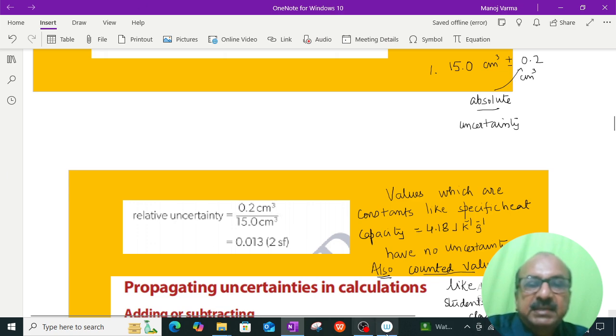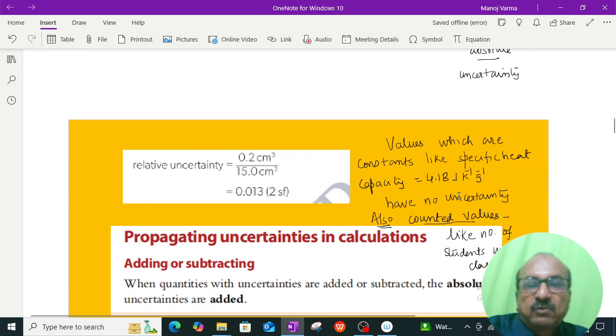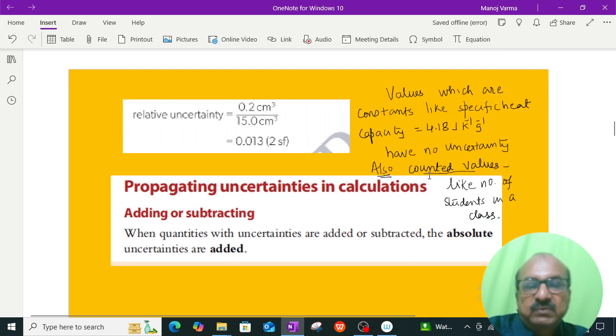Now here is a reminder that the values which are constants, like specific heat capacity of water, which is 4.18 joule per Kelvin per gram, have no uncertainty associated with them because they have already been given and they are not measured values. In the same way, counted values, like if you count the number of students in a class and you get a number like 20, 21, etc., also do not have any uncertainty associated with them.